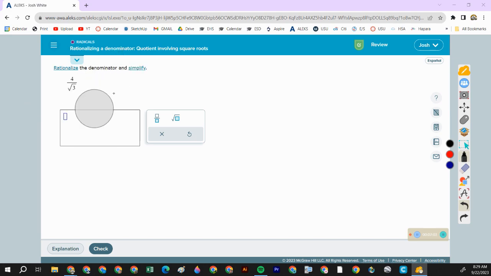And to do that, we simply times the bottom by itself. But if I times the bottom of a fraction by root 3, is that going to change the size of the fraction? Yeah. So what do I need to do in order to not change the size of the fraction?